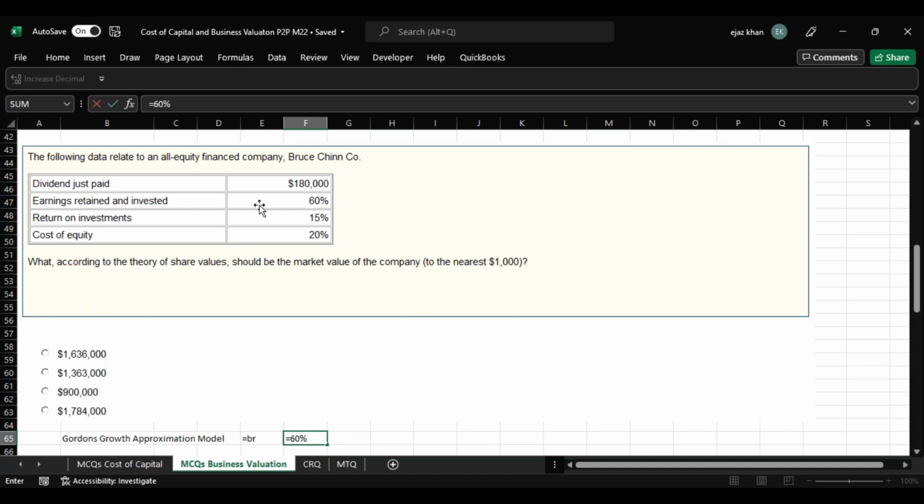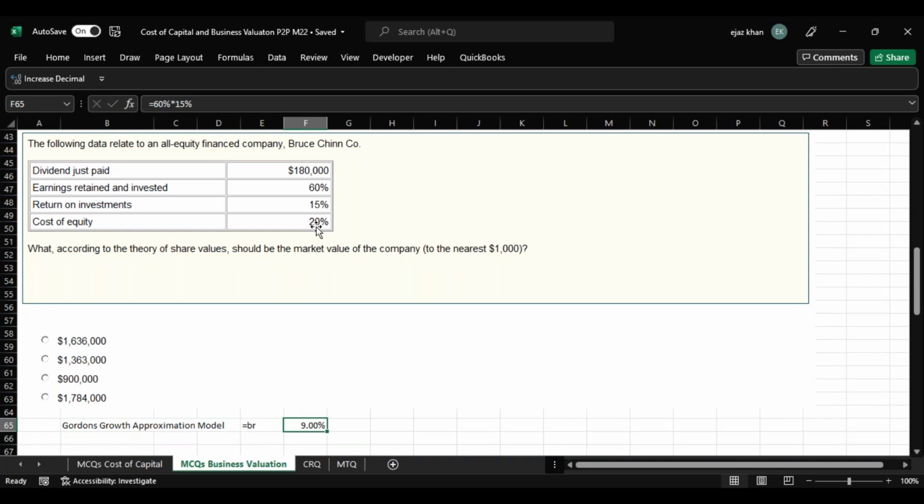Sometimes the examiner may directly give you the retention ratio, that is 60% in this case, or it may give you the dividend payout ratio. Like if the question has given us the dividend payout ratio of 40%, in order to calculate the retention ratio, we will be subtracting the dividend payout ratio from 100. So 100 minus 40, 60%. In this case, we don't need to do it because it is the retention ratio, 60%, and the return on equity or return on investment is 15%. So the expected growth rate in the dividends will be 9% in this case.